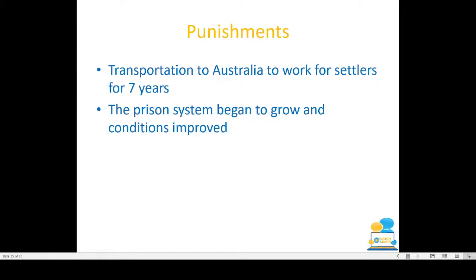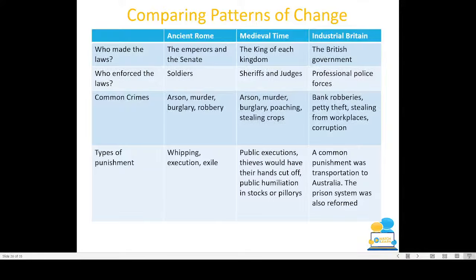So once again, we will add that to our table over here. So comparing patterns of change. You can see it's starting to really fill up now. So if we look over here, we have industrial Britain on the right hand side. And the first one says, who made the laws? So the British government, okay? If we're looking at industrial Britain, it's the British government that made these laws. Who enforced the laws? So we go across and we have our professional police forces enforcing these laws.